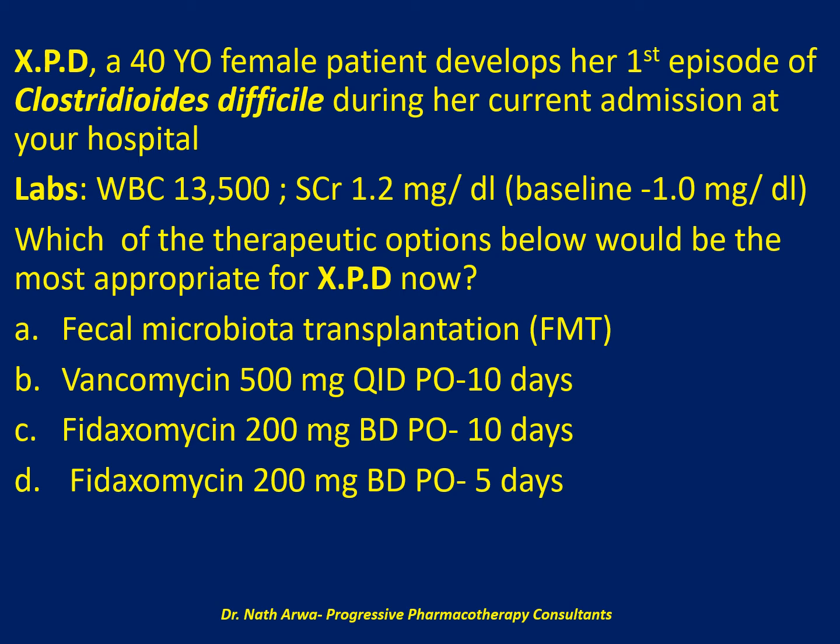treatment now? Would you settle for fecal microbiota transplantation, abbreviated as FMT, or would you treat her with the 500 milligrams of vancomycin administered orally 4 times daily for 10 days, or would you settle for fidaxomicin at a dose of 200 milligrams orally twice daily for 10 days, or would you opt to treat with 200 milligrams of fidaxomicin twice daily for 5 days? I'll give you 10 seconds to choose the correct answer.